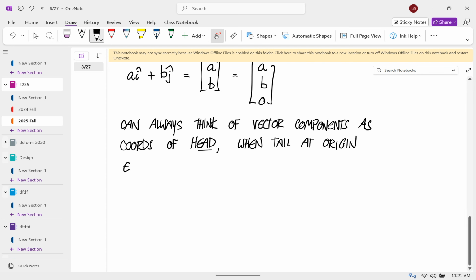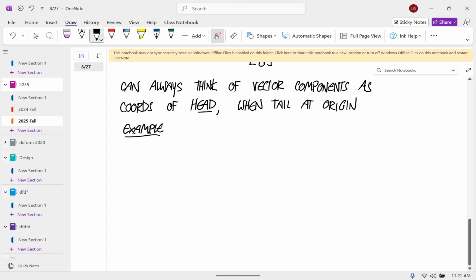So, for example, let's say that you have a vector like this that has a length of 1.5, makes an angle of 30 degrees with the horizontal, and you want to calculate the components of that vector.